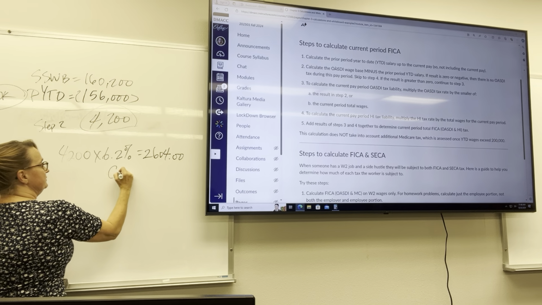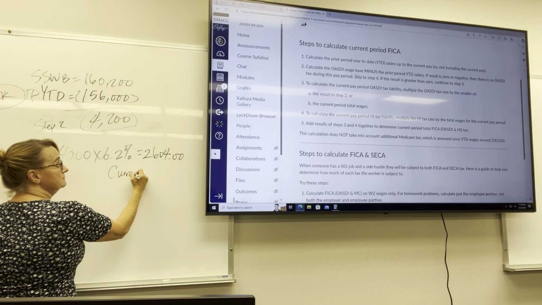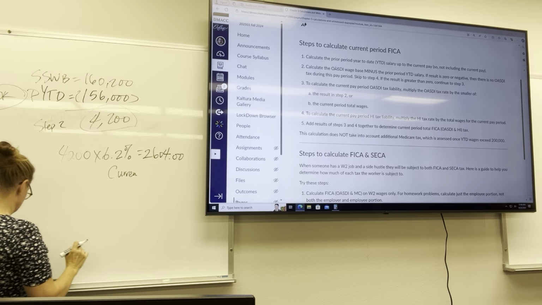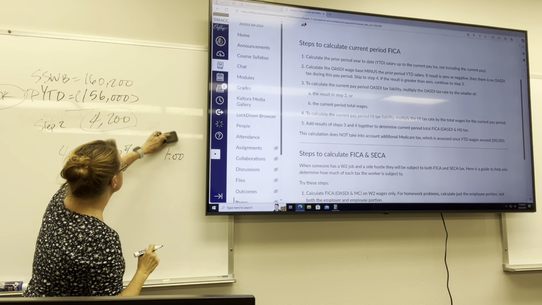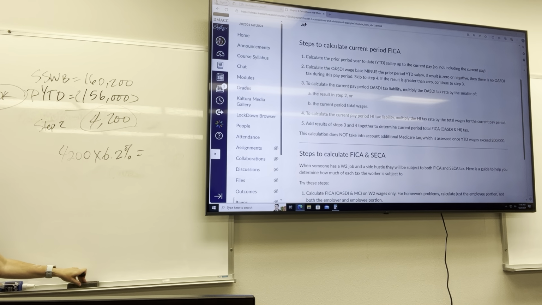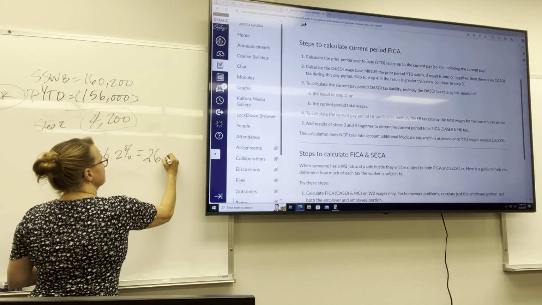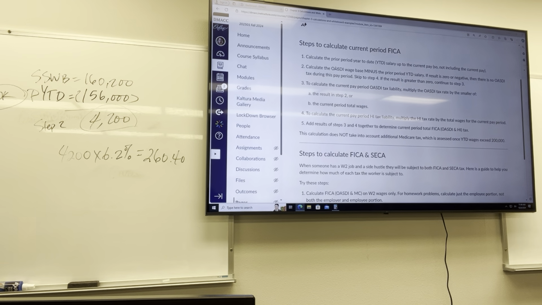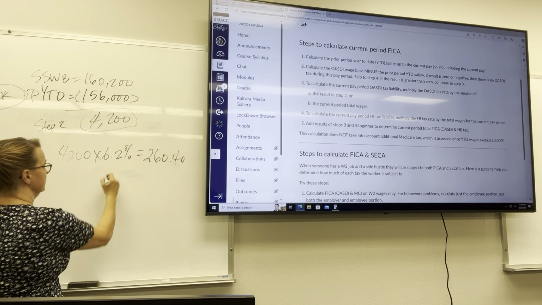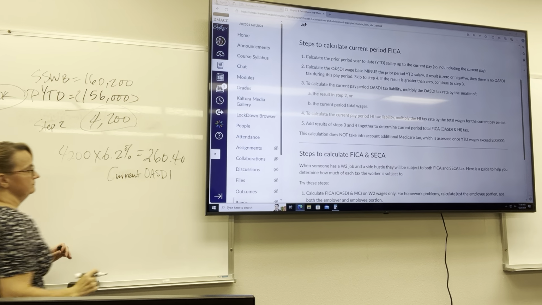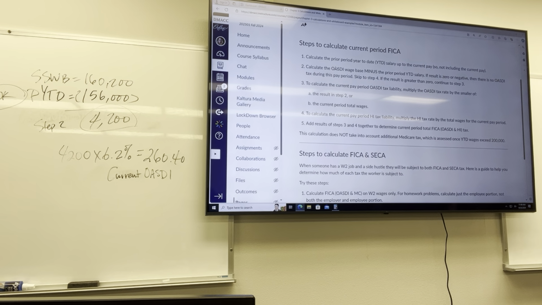This is our current period. That can't be right. That's over half of the money. Yeah, you're right, that can't be right. 6.2%. So $260.40 for the current period OASDI tax. Okay. That's how much is going to be withheld from this pay period.